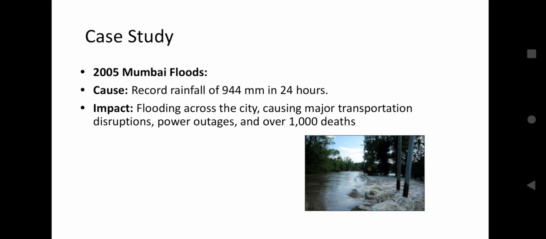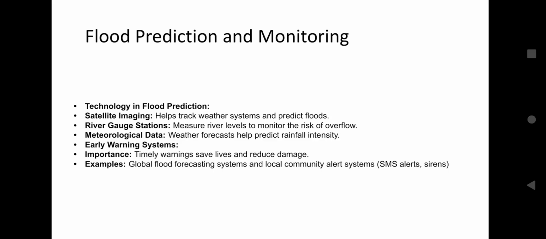Okay, the case study. In 2005, a major flood came in Mumbai. It caused nearly 944 millimeters of rainfall in 24 hours, the highest rainfall in the last 100 years. The impacts: flooding across the city, causing major transportation disruption and power outages, and over 10,000 affected.